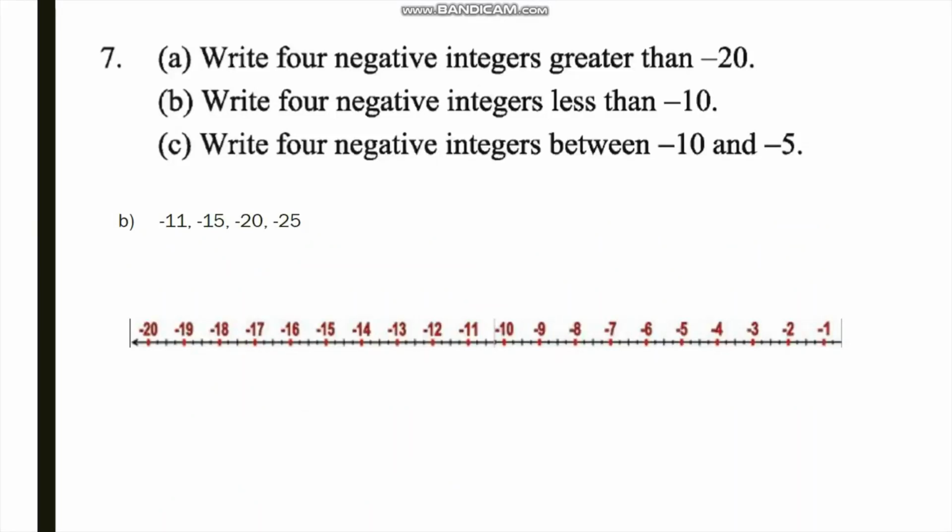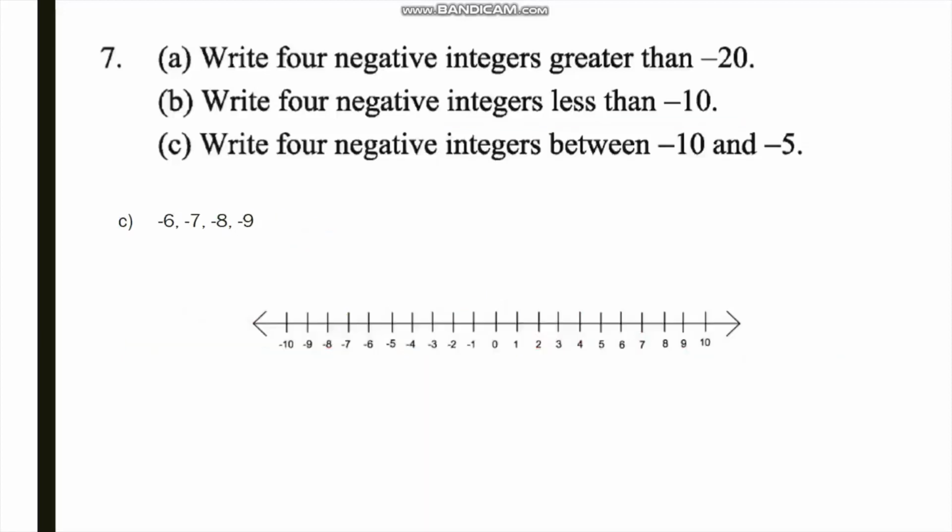Question number 7b. Write 4 negative integers less than minus 10. Now, we find minus 10 on the number line here, and the numbers which are less than minus 10 are in this direction on the left side. So we can take minus 11, minus 15, minus 20, and even minus 25, and so on. Question number 7c. We have to write 4 negative integers between minus 10 and minus 5. Now, we find minus 5 and minus 10 in the number line, and we have these integers which are between these two integers. So we list them: -6, -7, -8, and -9.